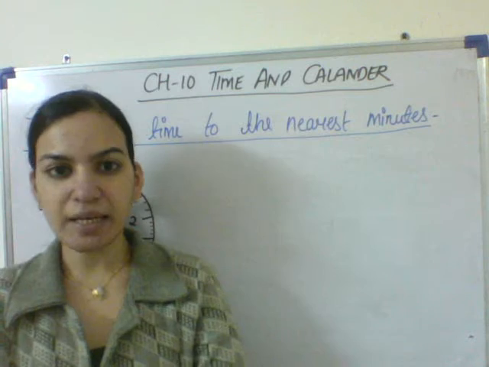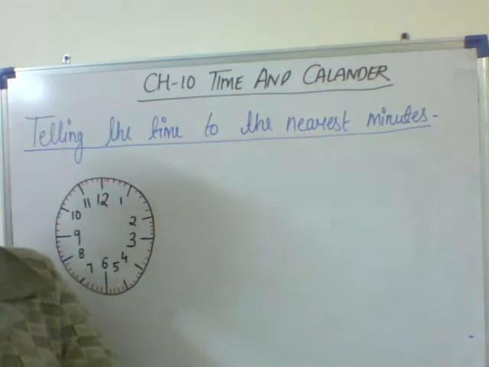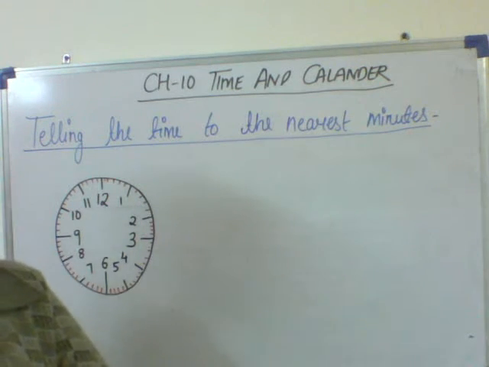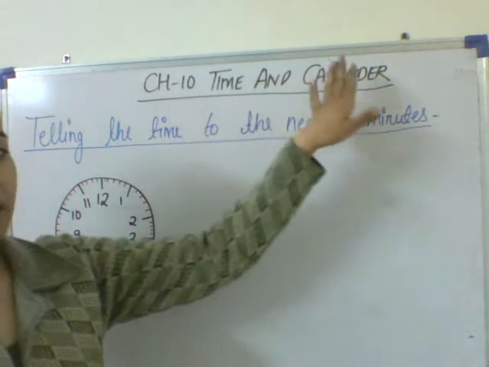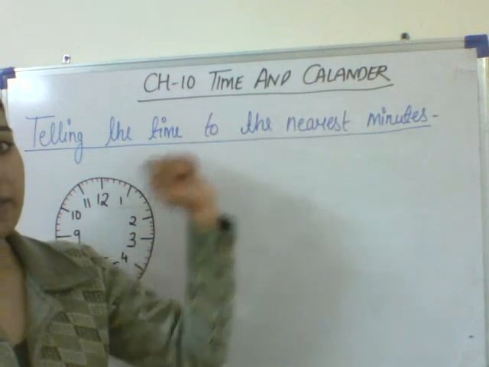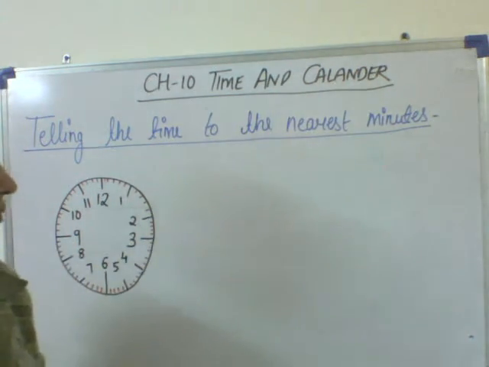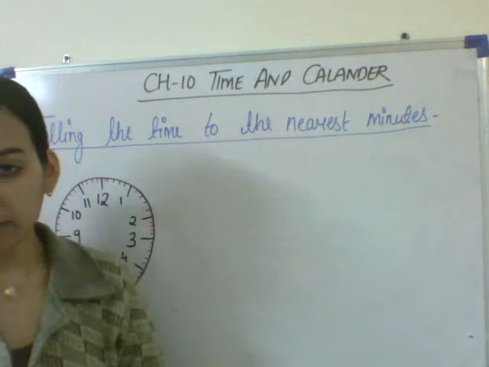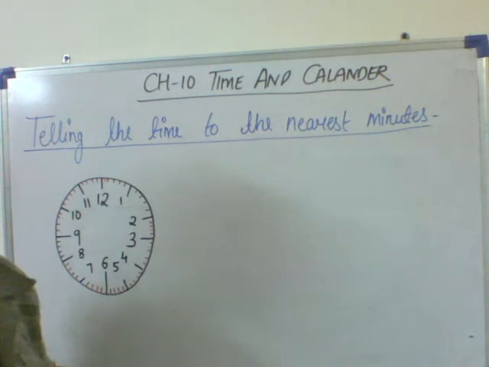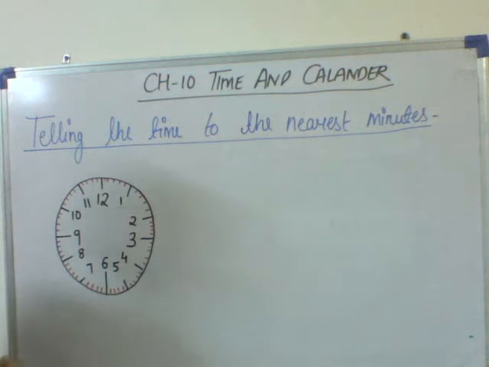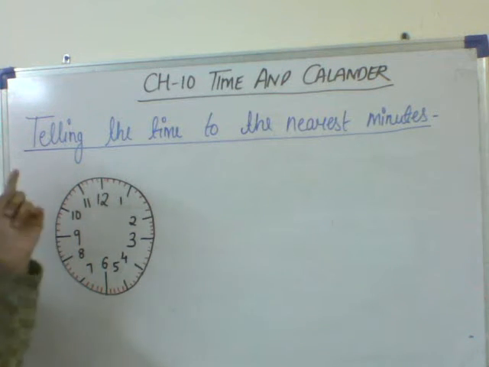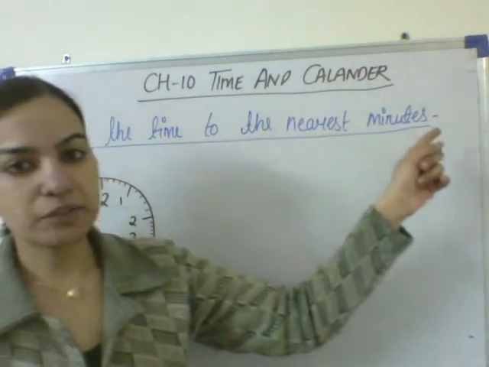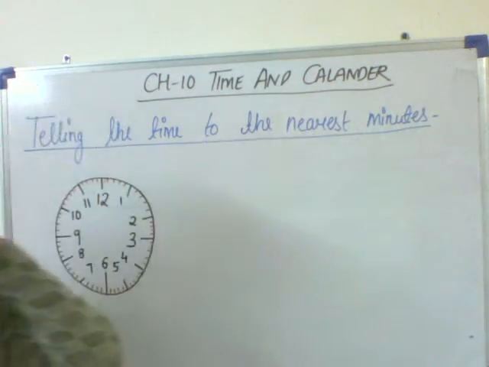So let us begin now chapter number 10, that is time and calendar. We have started chapter number 10. Exercise 10A, we had done. So today we will be doing exercise 10B. Before starting exercise 10B, you must know how to read the time. We will be telling the time to the nearest minute.